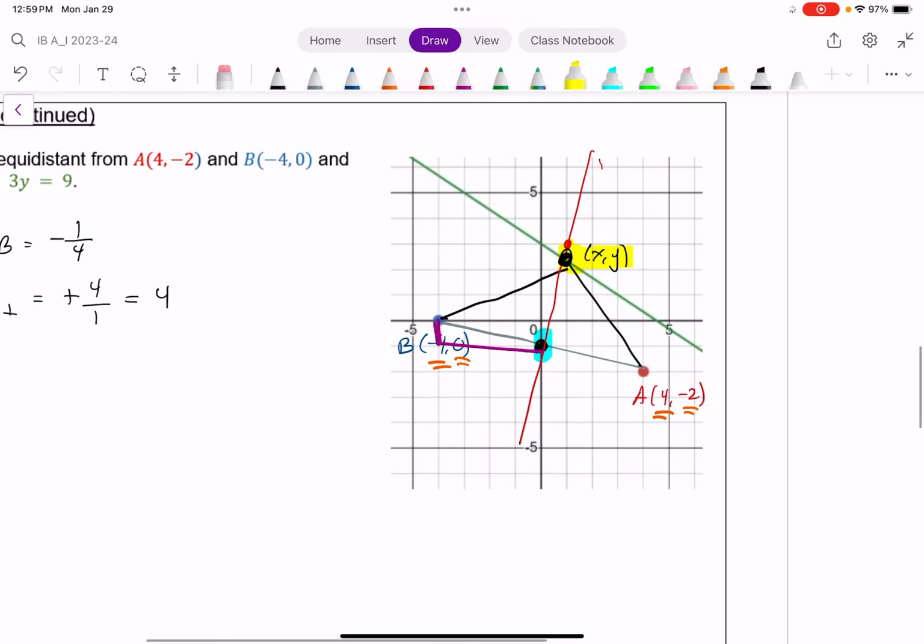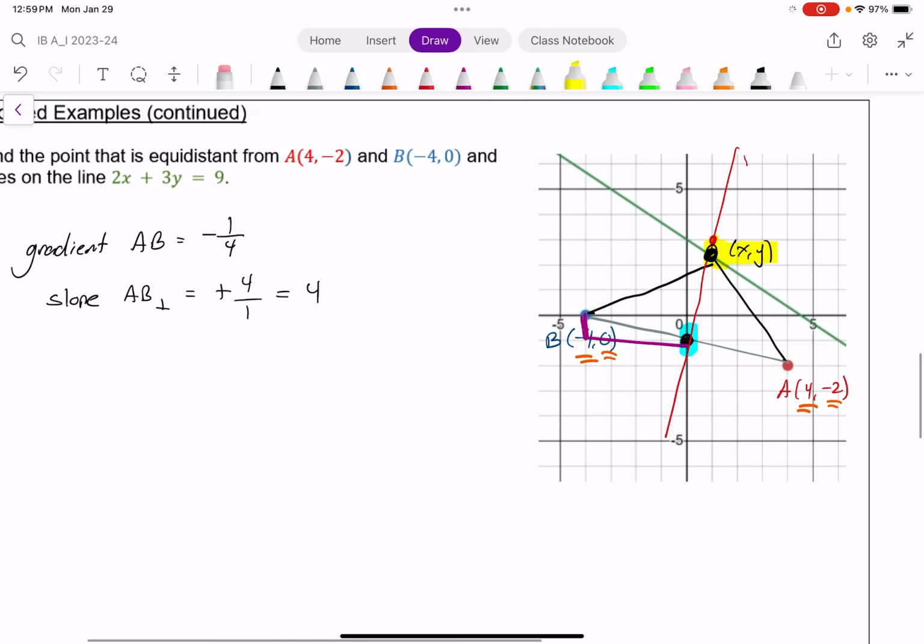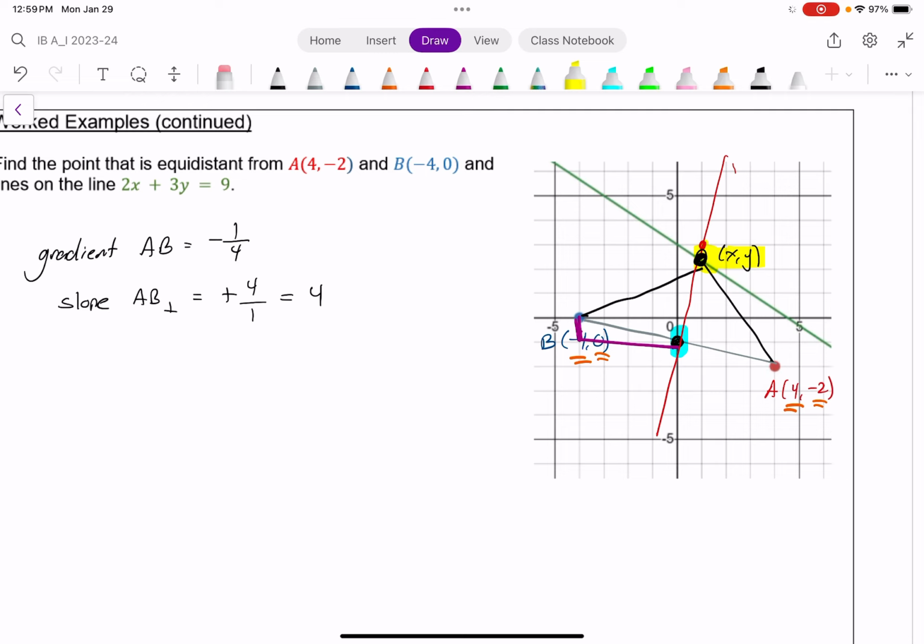But again, how can I actually find that point with full, complete accuracy? Well, what I'm really now doing, if you notice this, is I'm finding the intersection between two lines. The line in green, which I gave you the equation of, 2x plus 3y equals 9, and the line in red, which is the perpendicular bisector of A and B. And so let's find the equation of that line in red, which I already know the slope of. The slope of it is 4, so all I need is a single point.